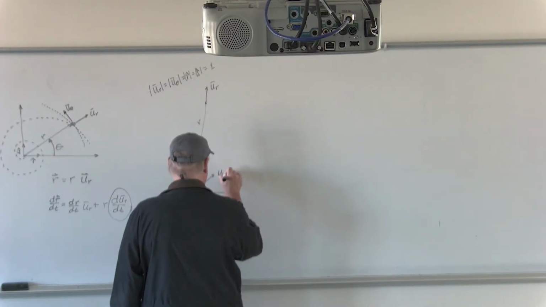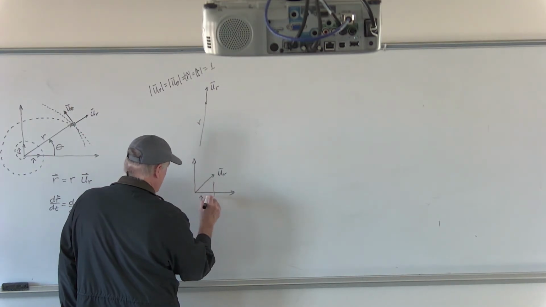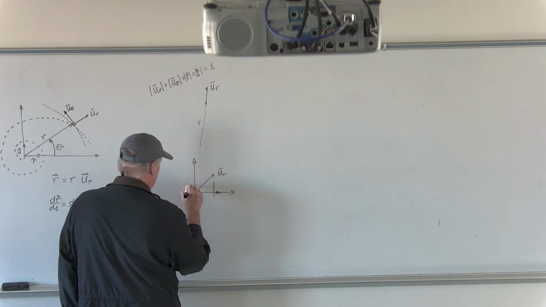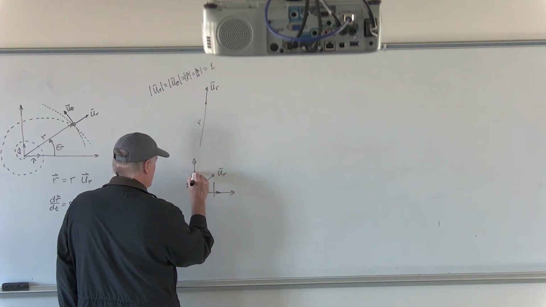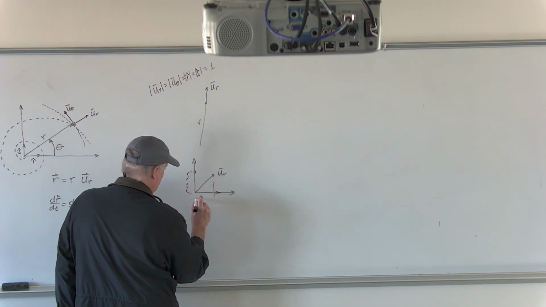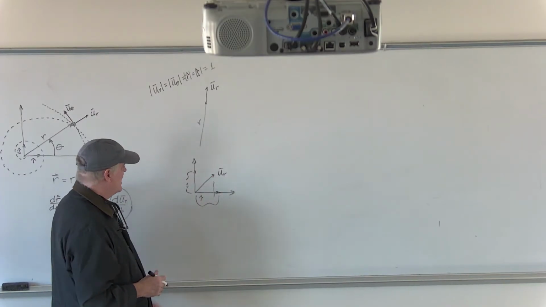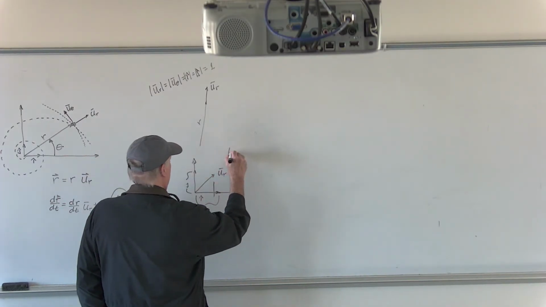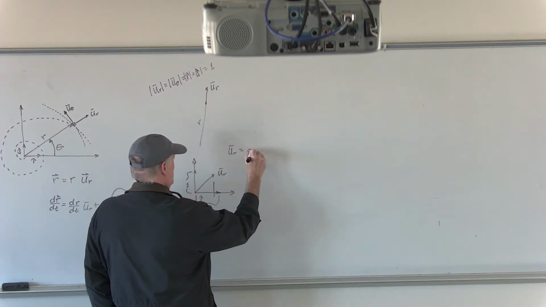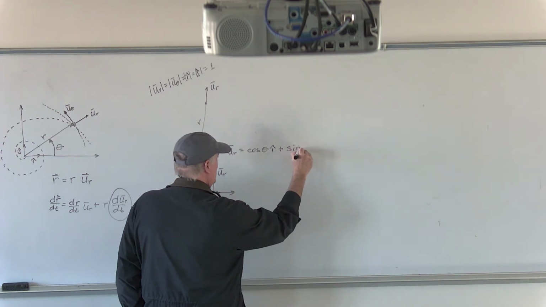So here's your ur. Here's your I. Your I goes out here, it's this far. Here's your J. Your J is a little bit further. This is of length 1, this is of length 1, and so is that. If you look at that, stare at it just for a minute. ur is equal to cosine theta I plus sine theta J.